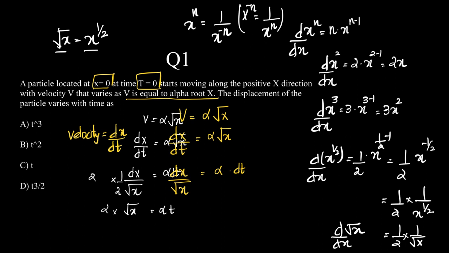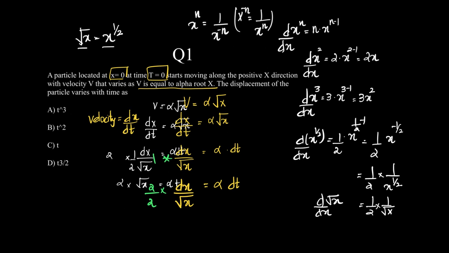So in order to solve this question, I'll multiply this whole equation by 1, and I'll write 1 as 2 by 2 into dx by root x is equal to alpha dt. So what do we get here? I'll write 2 separately into 1 by 2, and then dx by root x is equal to alpha dt.